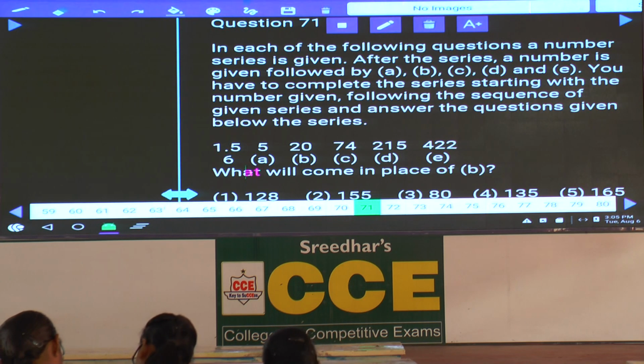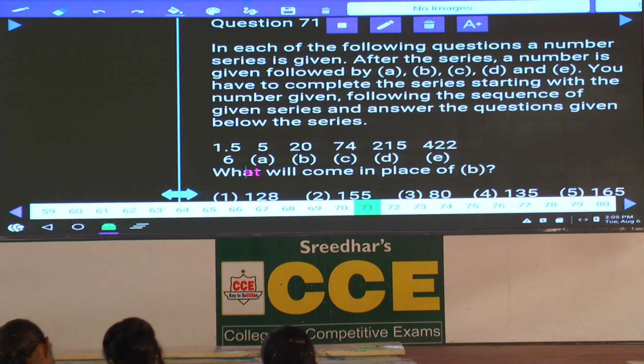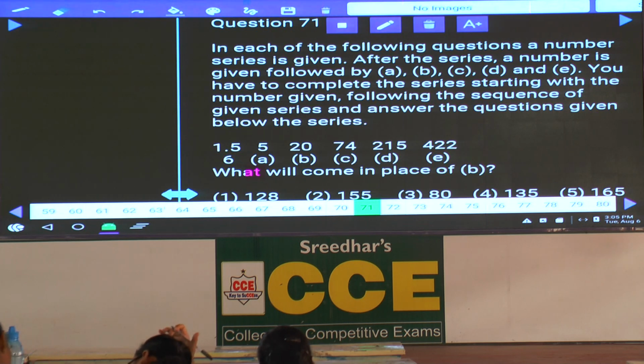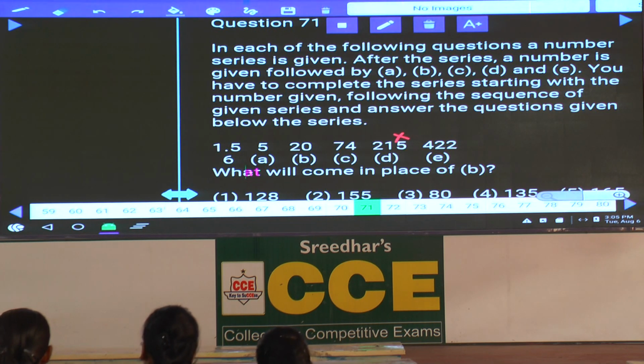of the previous one. Now 1.5, 5, 20, 74, 200, 422. Numbers are increasing at a very faster rate, hence it must be under which category? It must be under combination or product. Now 1.5 and 5 cannot be related in the product, hence it must be combination. Combination we need to try out at the highest pair. Now 215 into 2 is 430. 430 minus 8, into 2 minus 8. Then if that is the case, 74 and now 1.5 and 5.